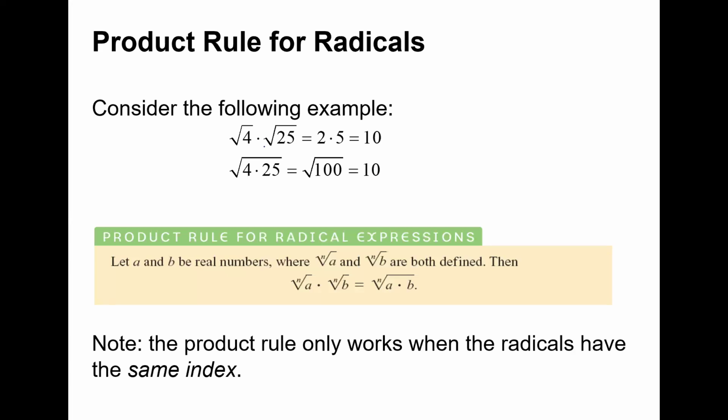So both ways work. So this gives us the product rule for radical expressions, where a and b are real numbers, and the nth root of a and the nth root of b are both defined. Then the nth root of a times the nth root of b is equal to the nth root of a times b. Now, this only works if n is the same on both of them. If this is 5 and this is 4, it doesn't work. But if this is 5 and this is 5, then it's going to work. So that's what it means by the same index, that n has to be the same in both of them.